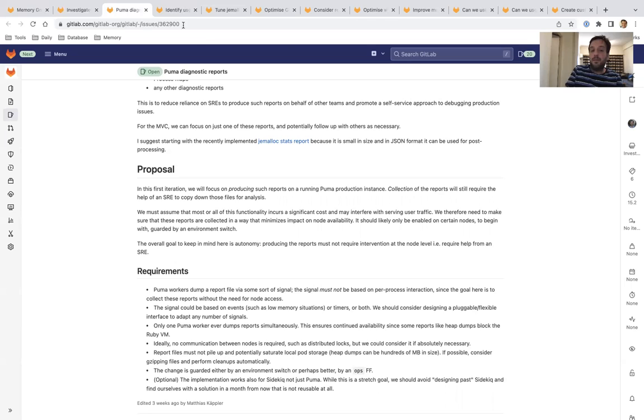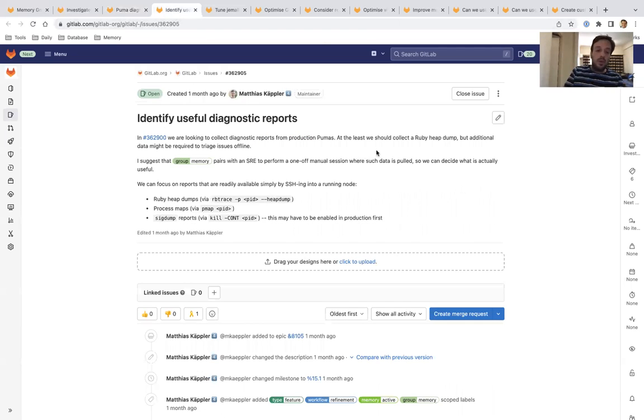Our second effort on this part is also identifying the use of diagnostic reports, especially the ones that require SSH on the nodes. For example, generating various reports like the Ruby heap dumps, process maps, SIGDUMP, etc., and then running a few sessions during 15.3 to make sure which ones we really need in order to be able to do our analysis and our investigations.